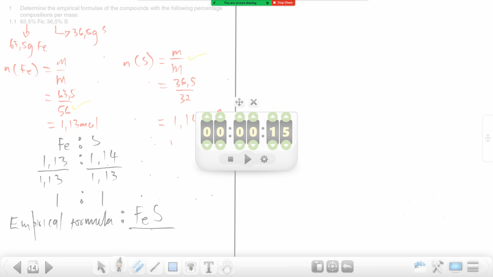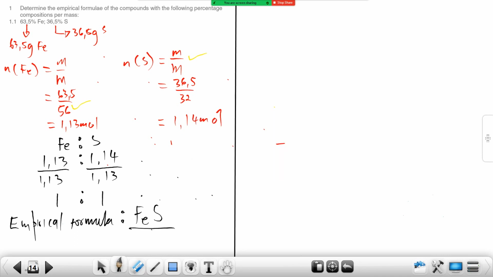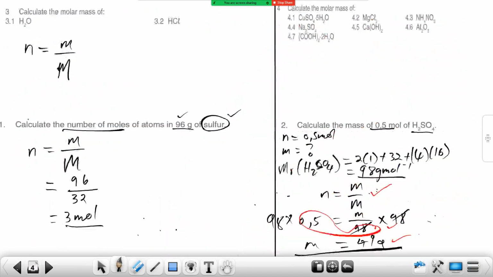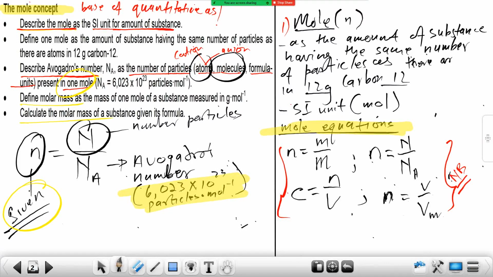Sir, do we specifically use that formula? Which formula? The one you used over there, n equals m over M, for calculating the number of moles? Yes, sir. No, it can be anything. Remember, I will go there now. Let me remove this. Let me go back. Remember, we said for calculating the number of moles, hence we have this as number 1. Mole equations. You remember?